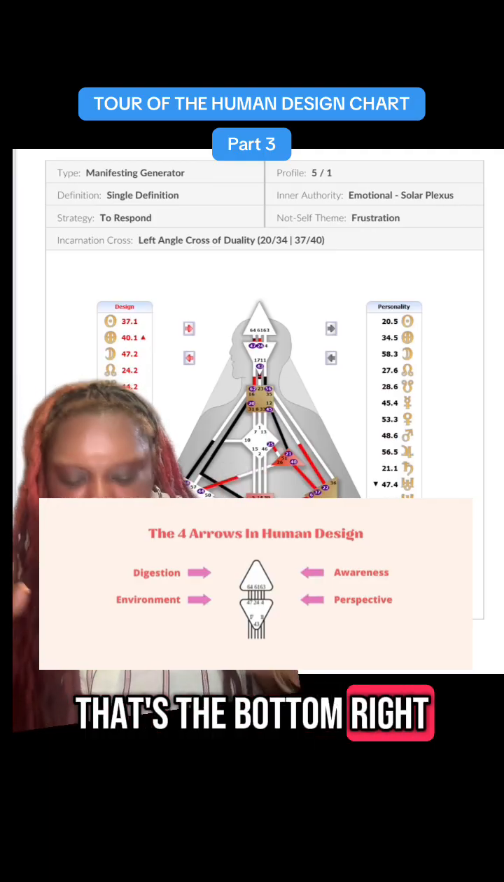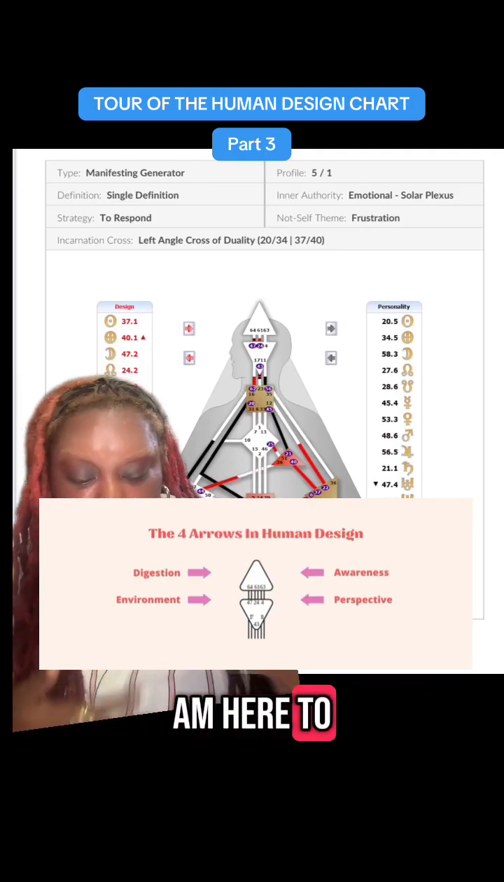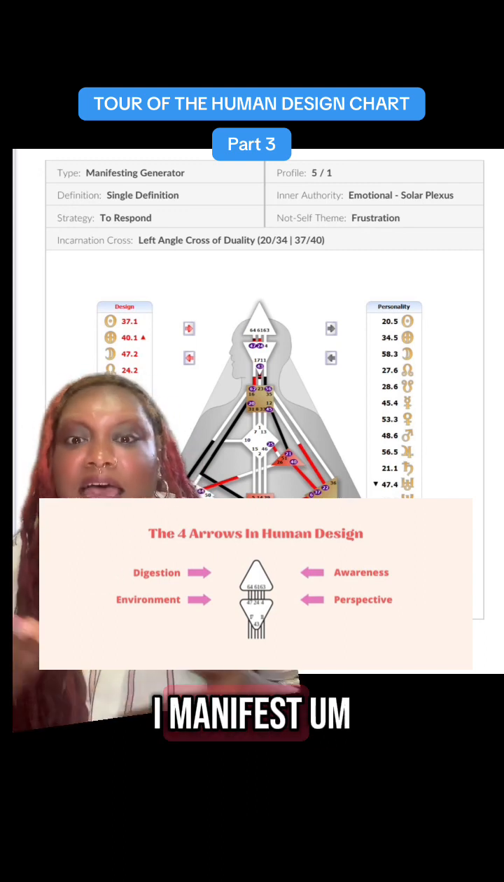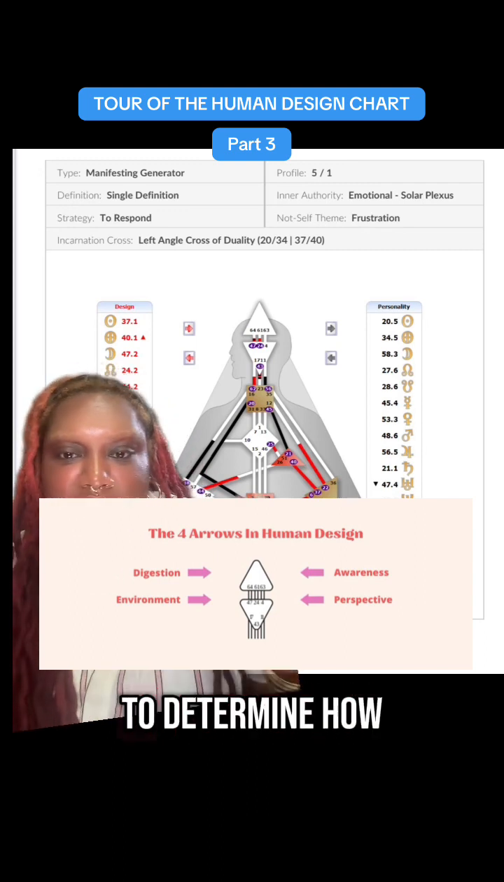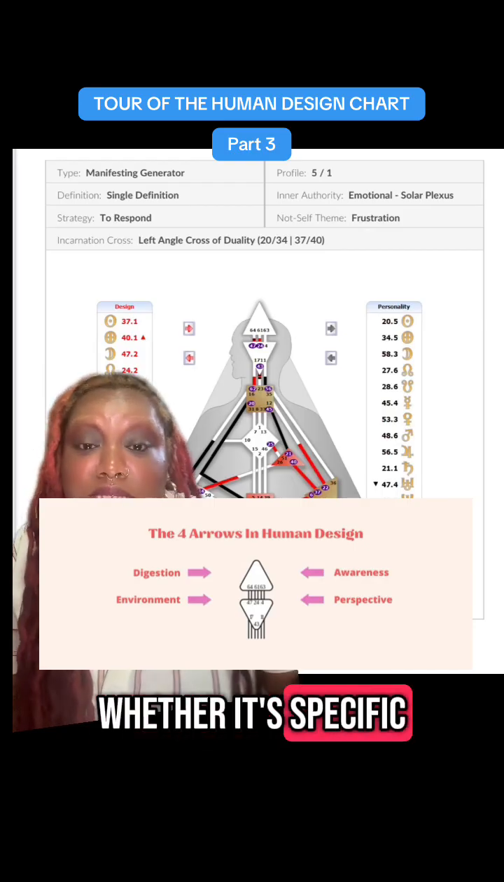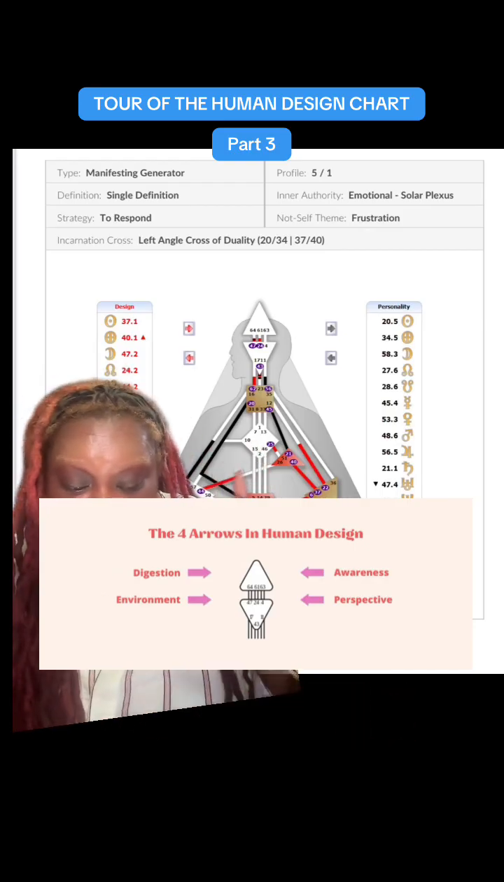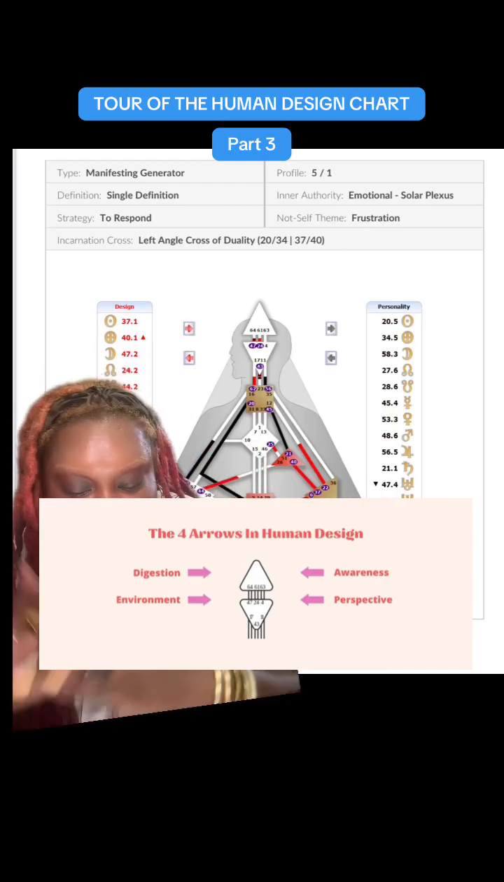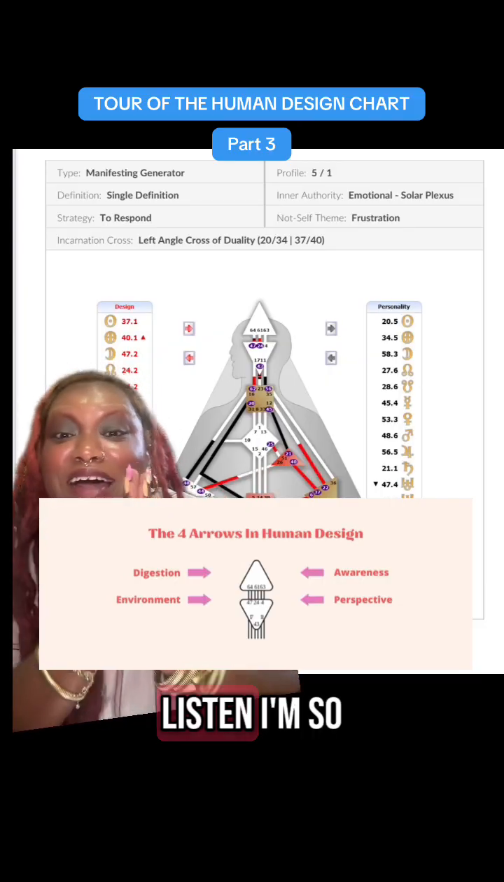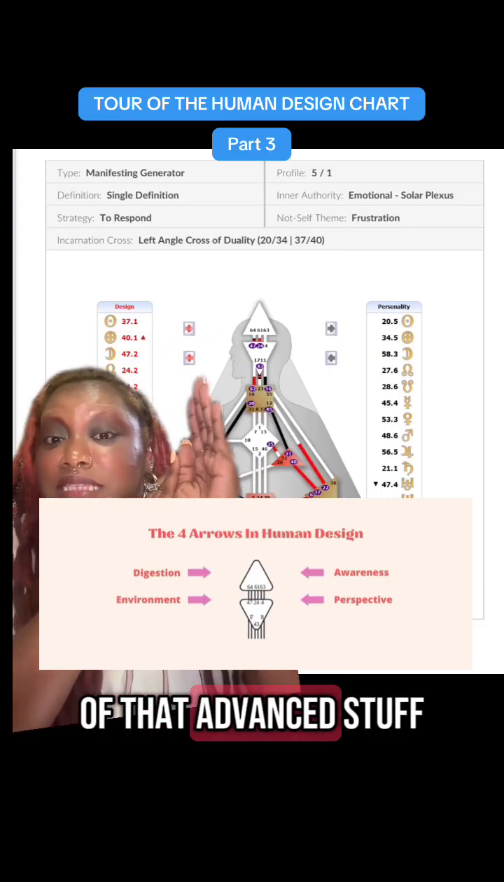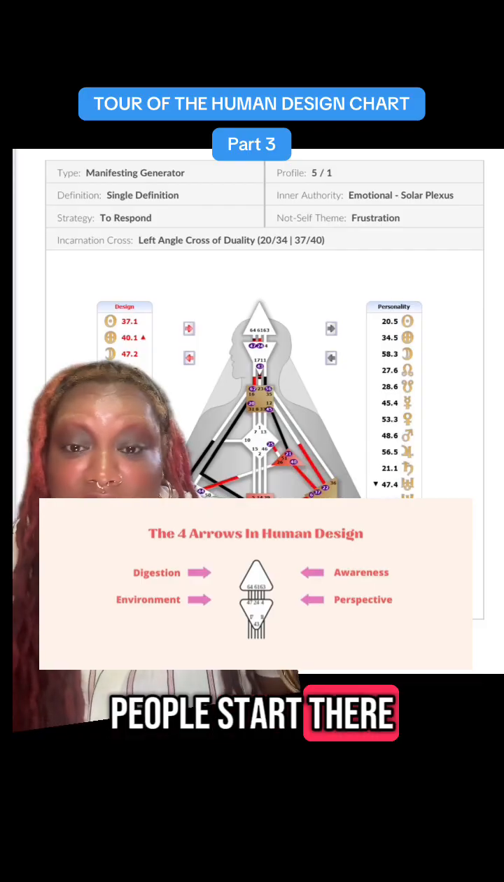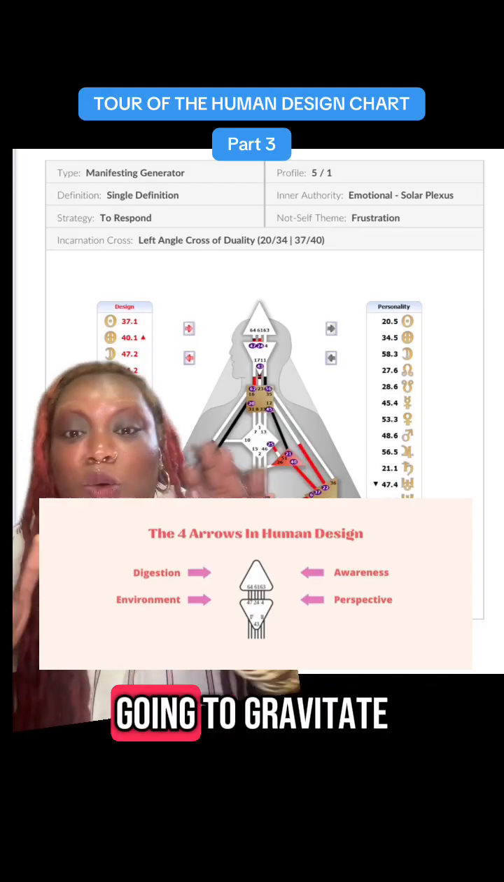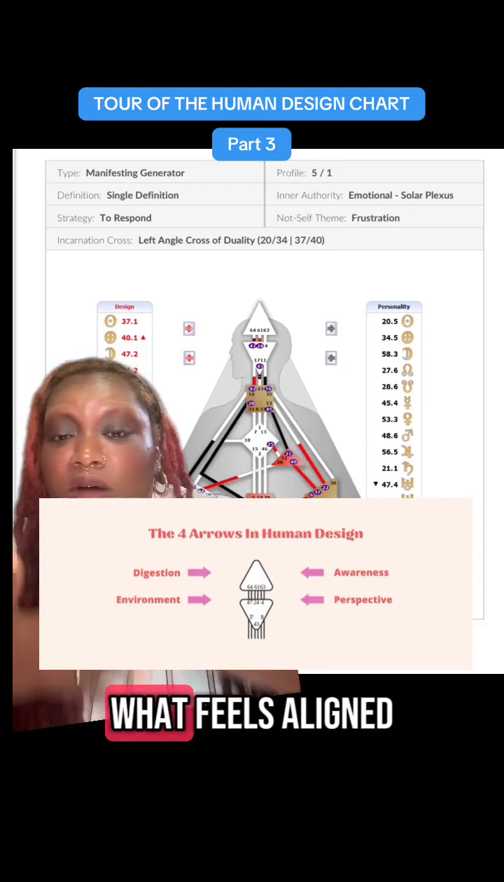That's the bottom right. And it speaks to what I am here to see and how I manifest. A lot of people use that to determine how you manifest, whether it's specific or non-specific. So listen, like I said, this is more of the advanced stuff, but nonetheless, some people start there. To each his own, right? Everybody is going to gravitate towards what feels aligned for them.